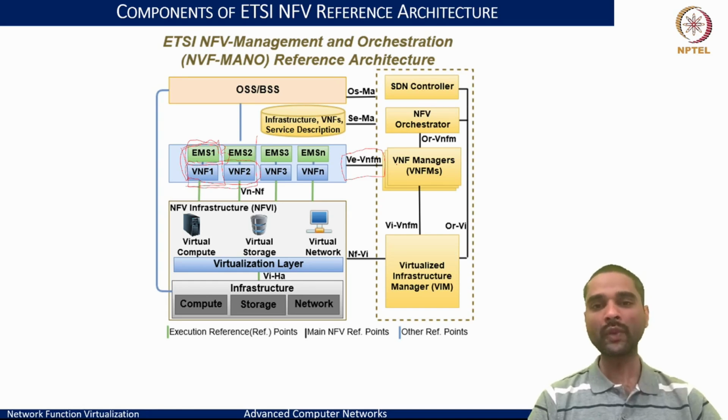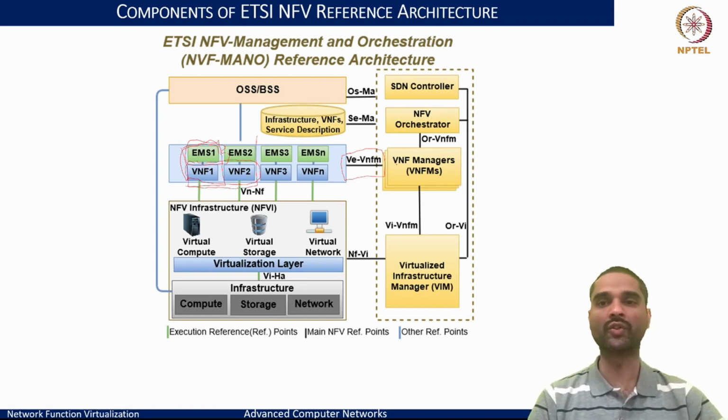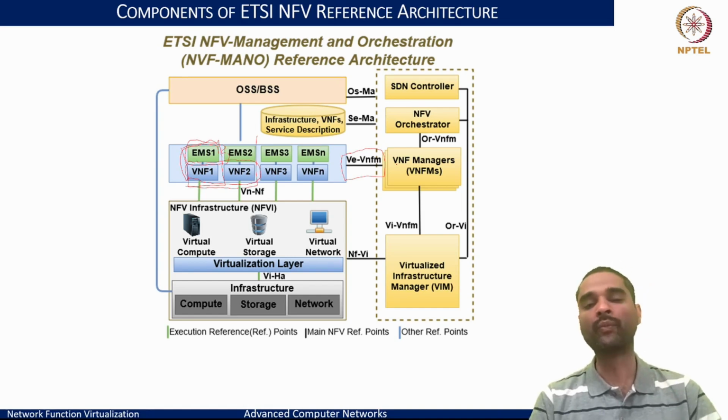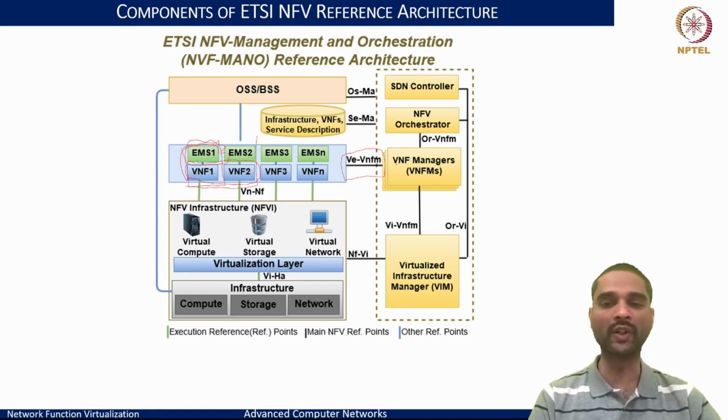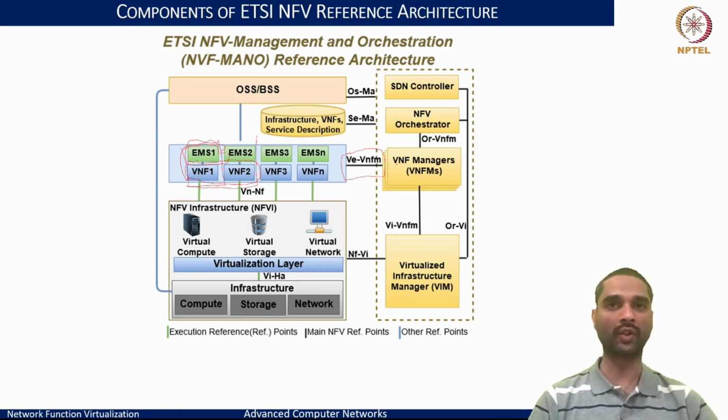Second, at the bottom is the network function virtualization infrastructure, which encompasses both the virtual and the physical infrastructures. When we have a premise, a campus, or an enterprise, these are the infrastructures that are going to be set up. We need a handle to manage this infrastructure.